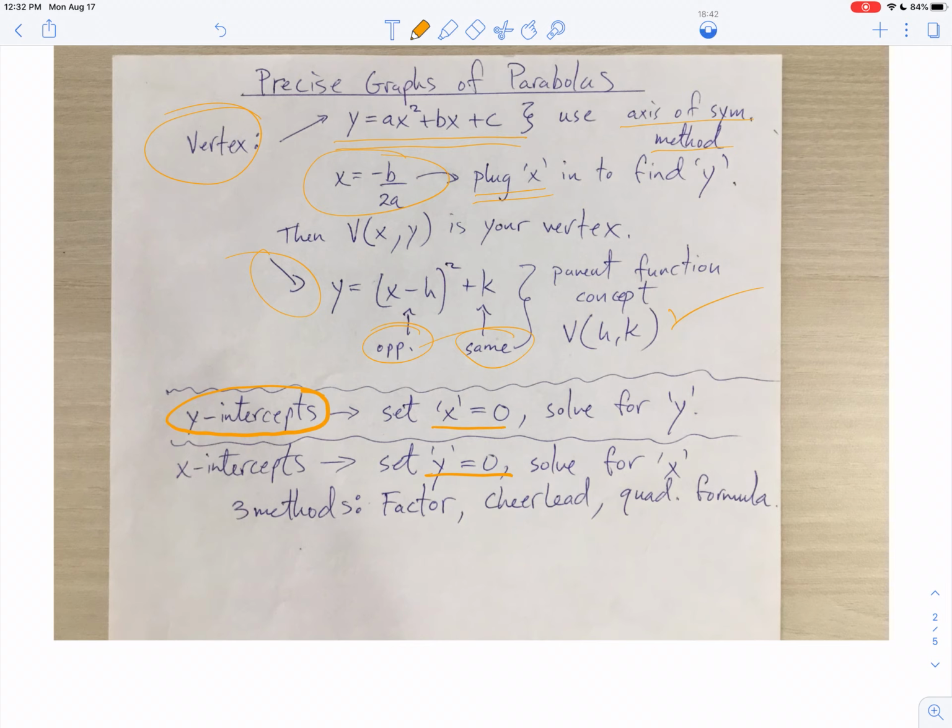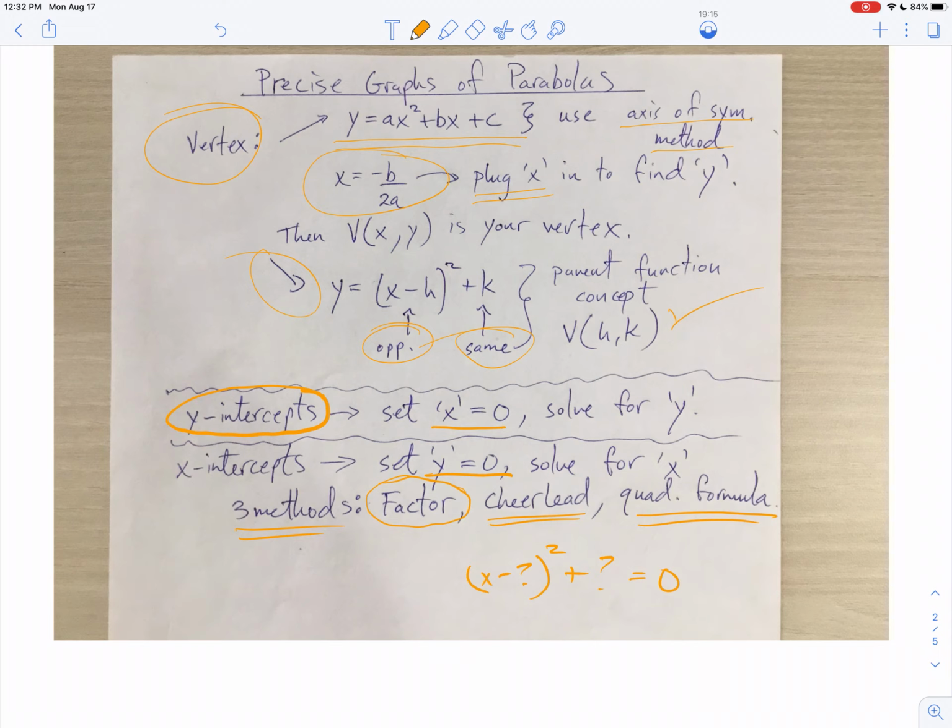There are 3 methods for finding that x stuff. I already showed you this one, cheerleading. How do I know I'm going to cheerlead? Because I've got x minus stuff squared plus stuff equals 0. That's cheerlead style for sure. When it's like my second example, I had to use the quadratic formula. But a lot of people forget factoring is a very efficient way to solve a quadratic equation.